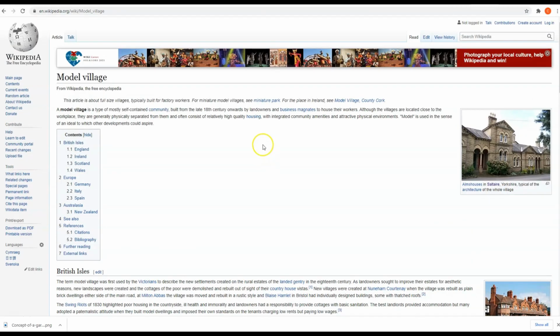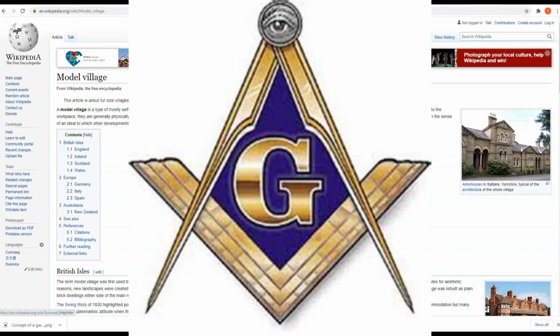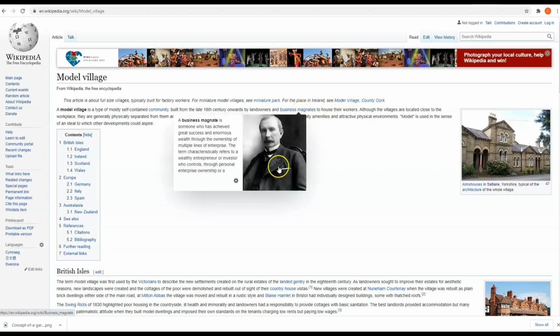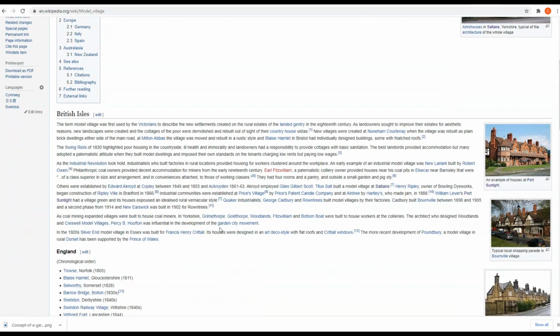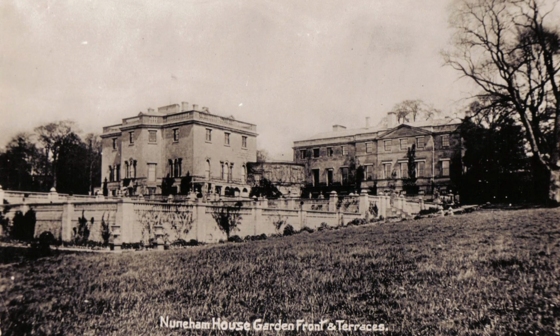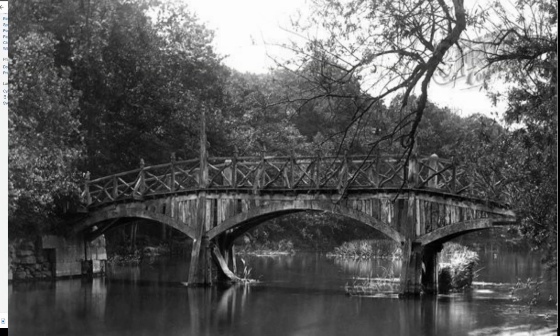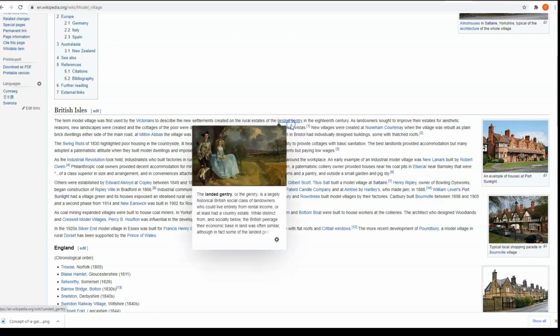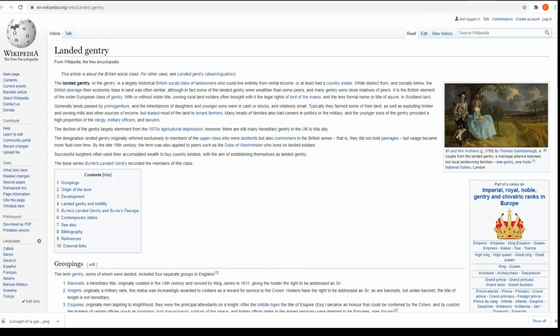So these model villages were built by business magnates and landowners to house their workers, and did you see the picture that popped up on business magnates? There you go, you know who that is. The term model village was first used by the Victorians to describe the new settlements created on the rural estates by the landed gentry in the 18th century. So shall we have a bit of a look-see at what the landed gentry is?